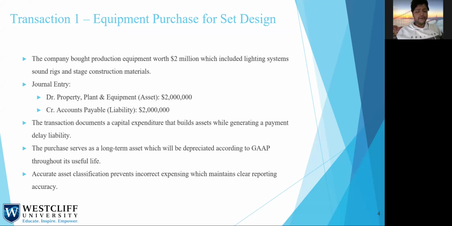This journal entry helps us understand how large asset purchases are treated under the accounting equation and is aligned with the matching principle, because the equipment contributes value over multiple production cycles. So first, property and plant equipment will be debited as an asset, which is $2 million, and accounts payable, which is a liability, will be credited, which is $2 million.